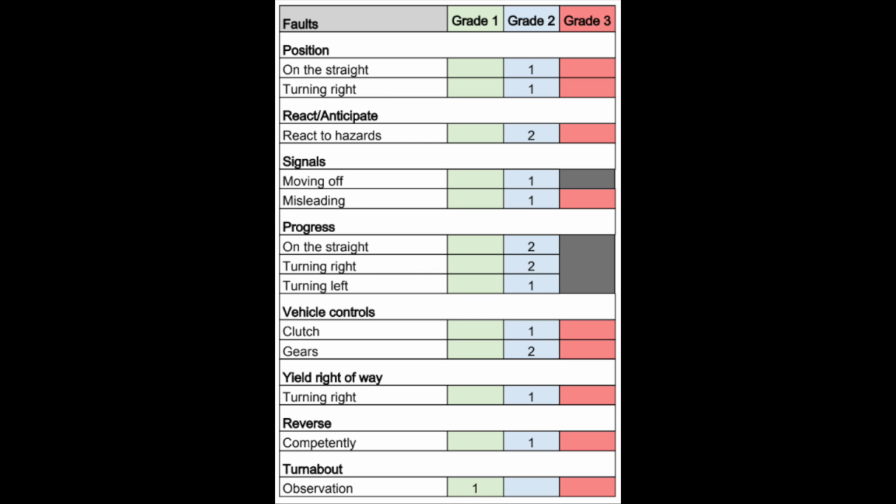Nine or more is a fail, and if you get too many grade 2s in the one area, that's also a fail. Grade 3 is the red box. They are serious and they result in an automatic fail.